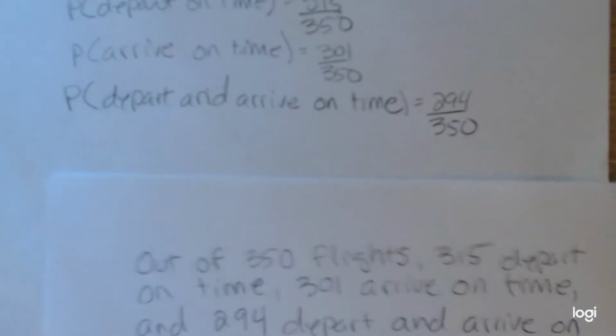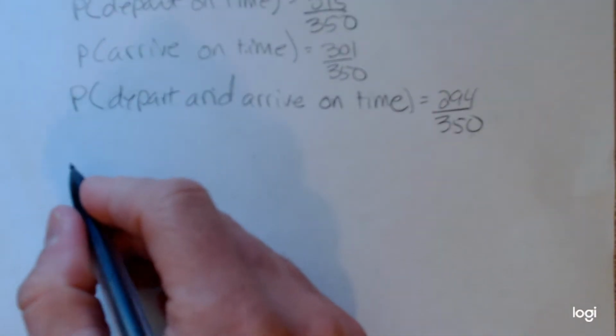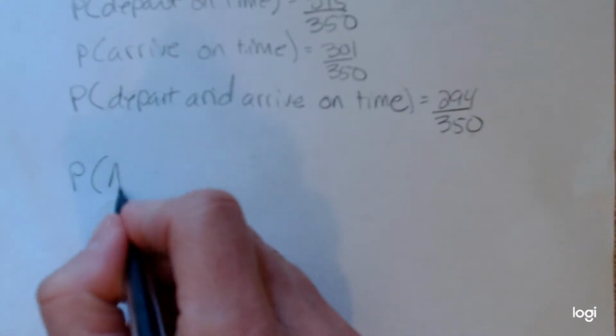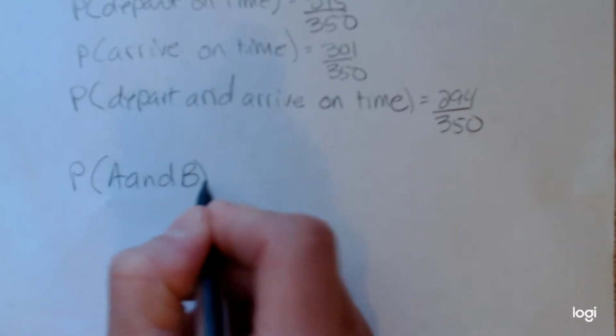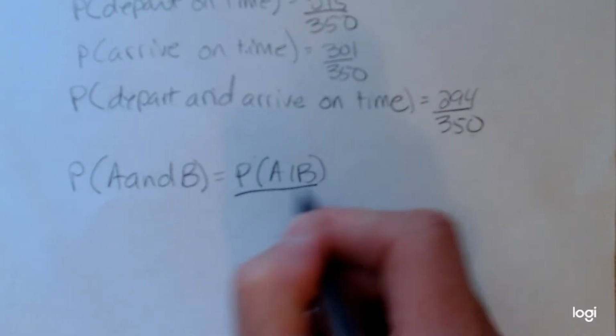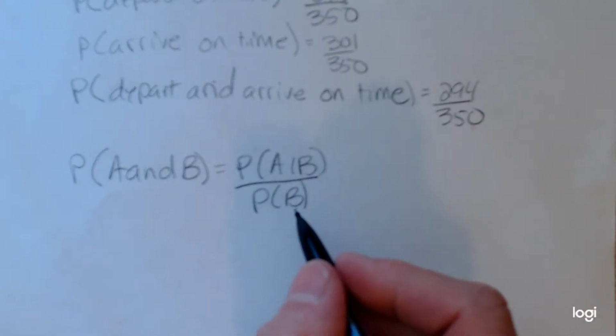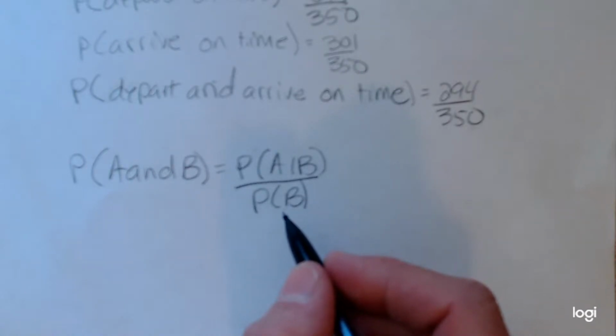So we want to use the multiplication rule that says the probability of A and B occurring is the probability of A given B times the probability of B. The tricky part, I think, for these problems is trying to figure out what A and B are. So for part A, we're asked to find the probability a flight departed on time given that it arrives on time.